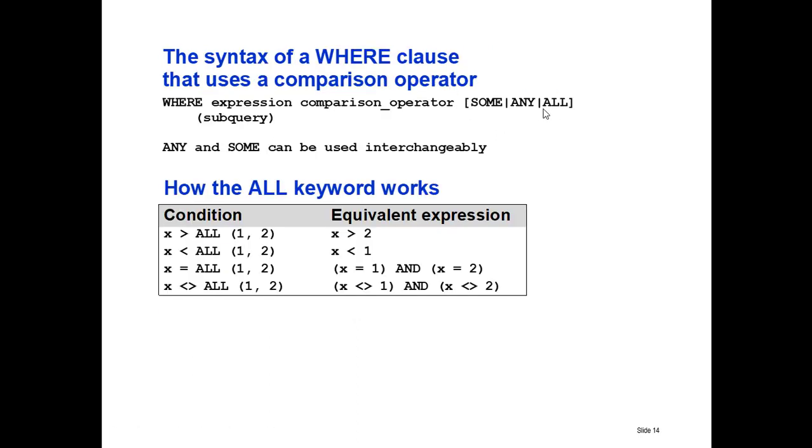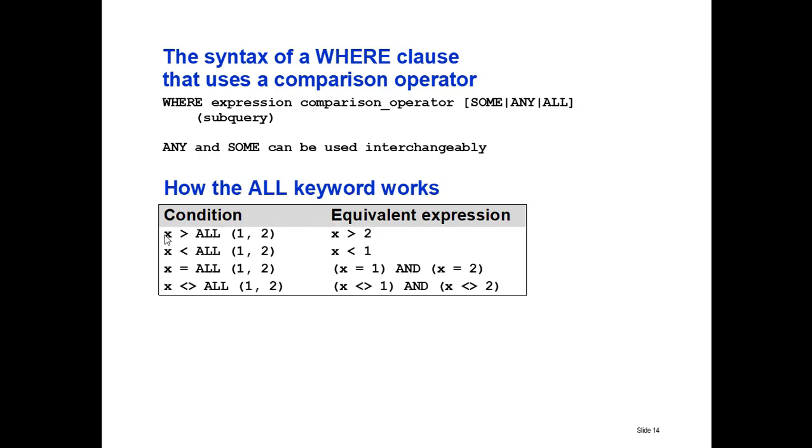You have 3 keywords that you can use, SOME, ANY, and ALL within your where clause. And you're going to use this with a comparison operator, such as greater than, less than, or equal to sign. ANY and SOME mean the exact same thing here, so you could use either keyword. ALL means something different. We'll talk about it. Let's look at ALL first.